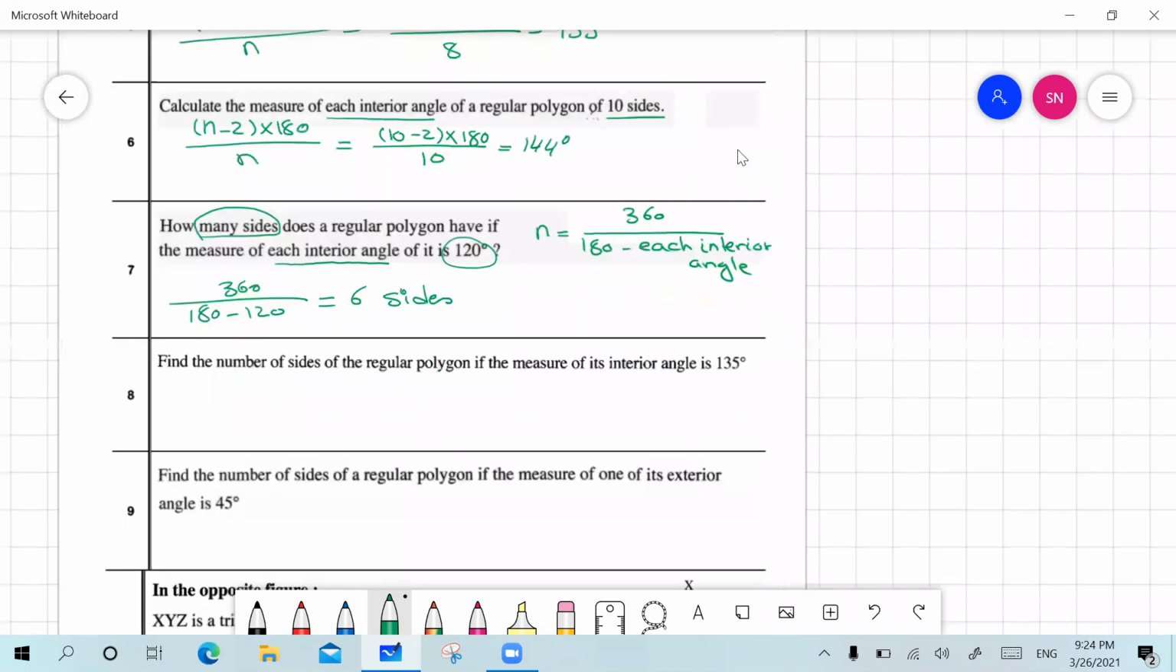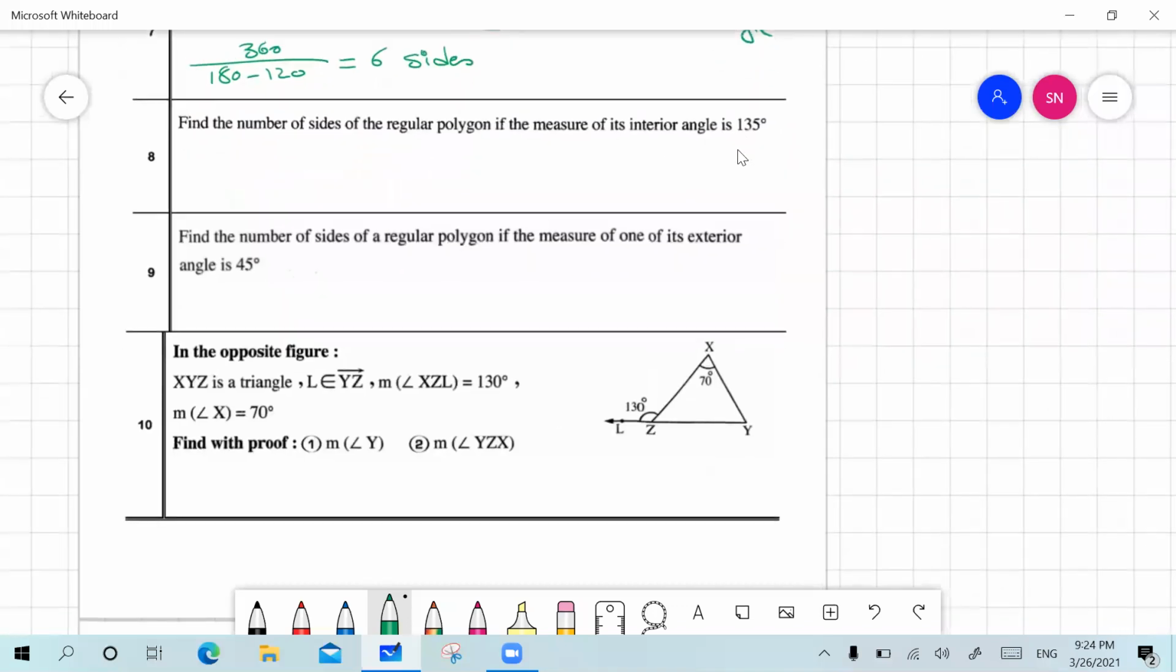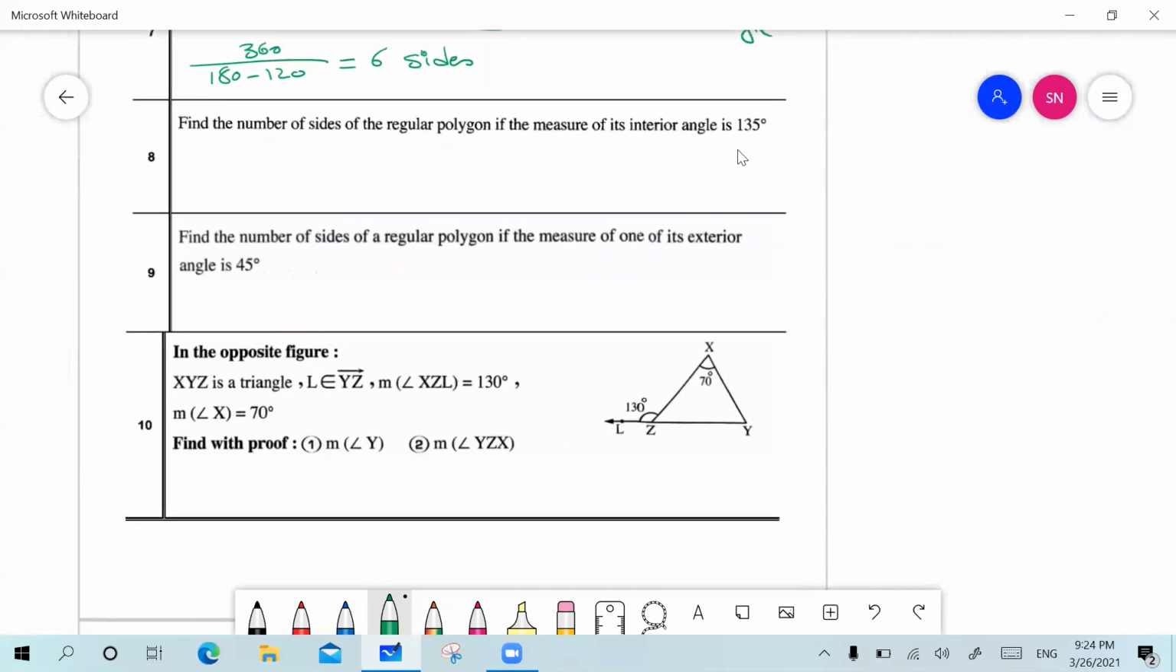Okay. And let's go now to question number 8. Find the number of sides of a regular polygon whose measure of each interior angle is 135.